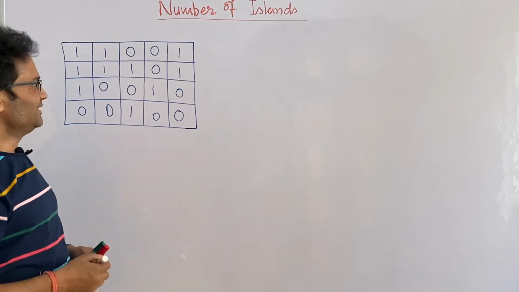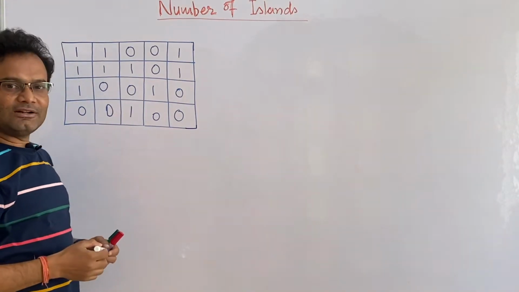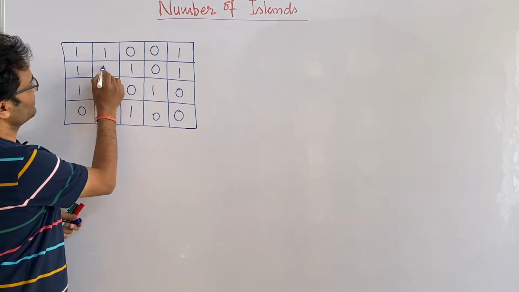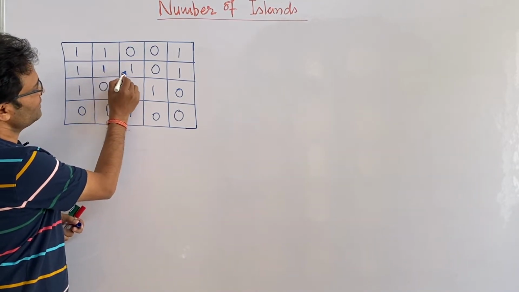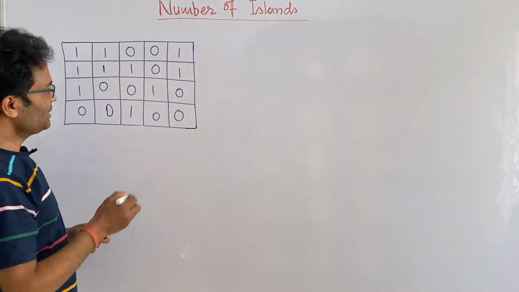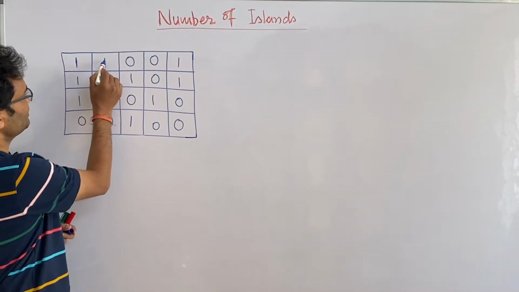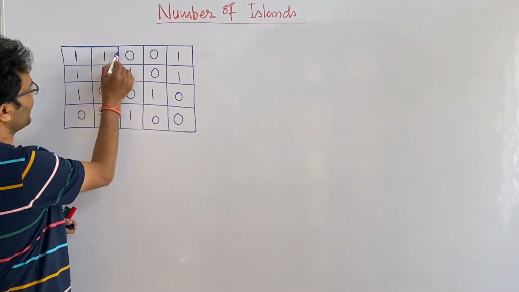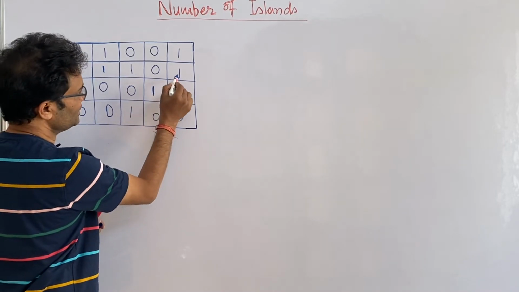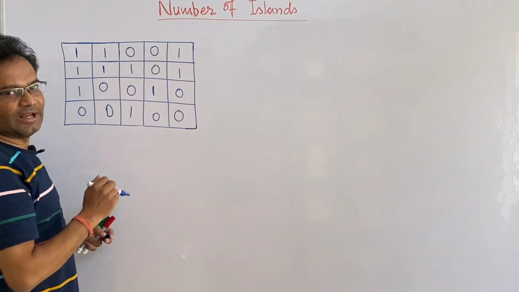But one condition is there. If one island is connected either vertically or horizontally with another island, you will consider it one island, not two, but not diagonally. For example, this one is connected horizontally to this one, so we will consider this one island, not two. But here, if this is a 1 here and this is a 1 here diagonally, you cannot consider these two as one island. It might be two islands.